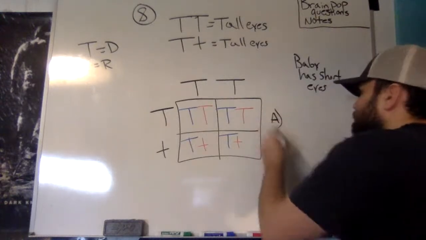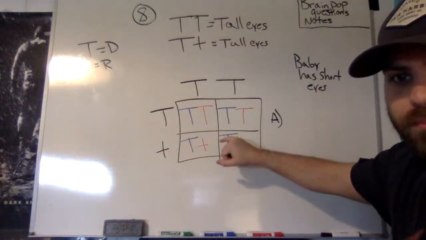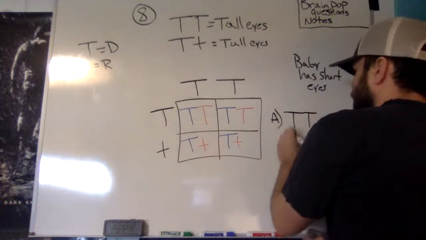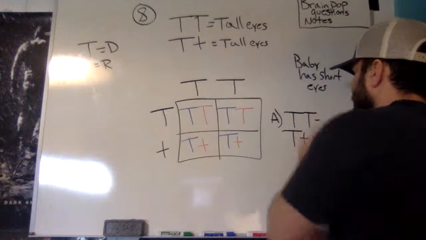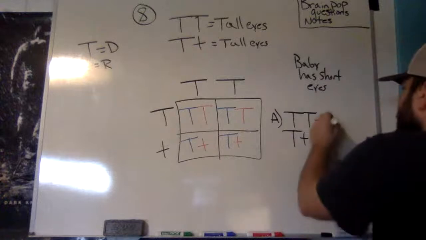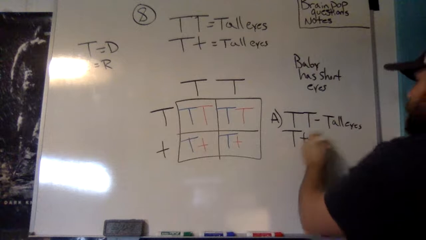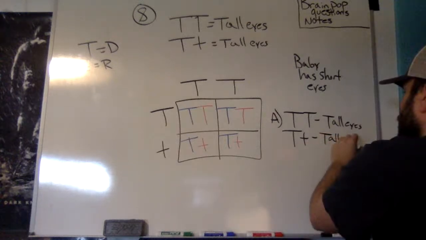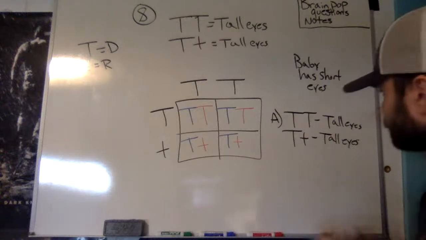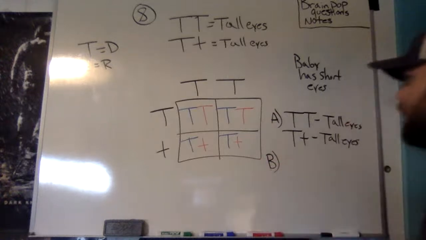So letter A, there's only 2 possible things you can really get. We got 2 capital T's, and then we got a capital T and a lowercase t. So if you're a capital T, what do you get? Tall eyes. And if you're capital T and lowercase t, you're also going to get tall eyes. Remember, the phenotype is always your physical looks. Now we're going to go to B.